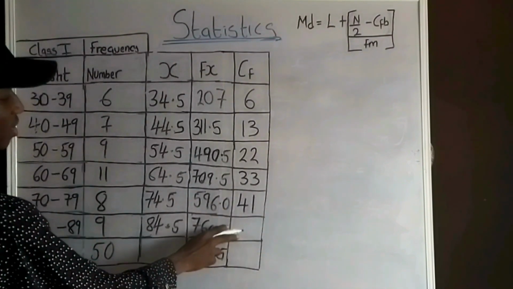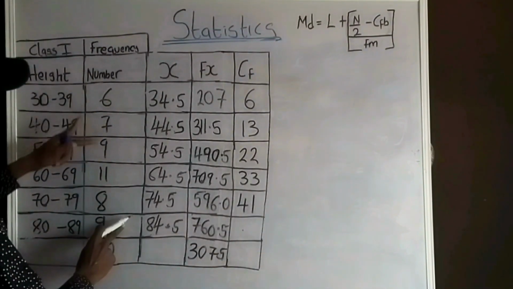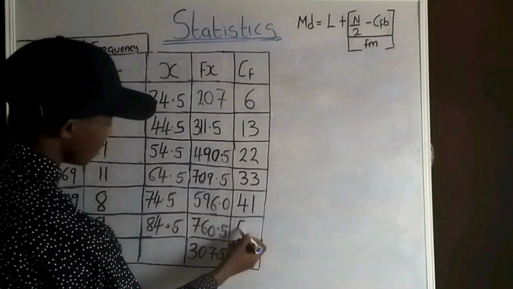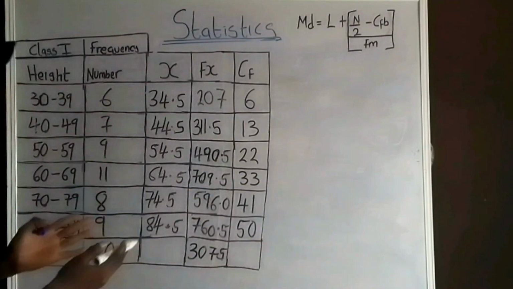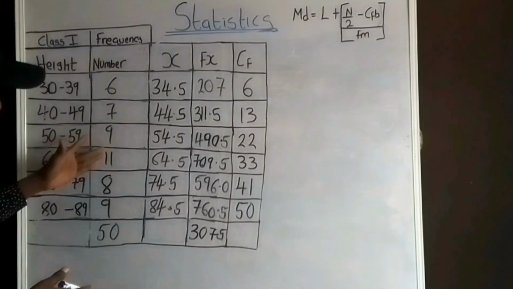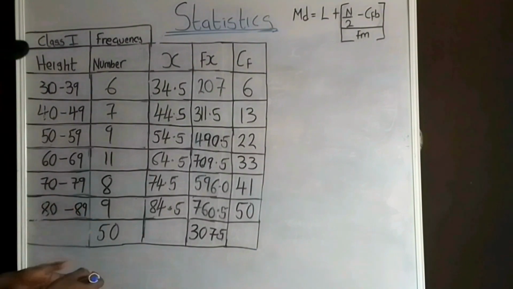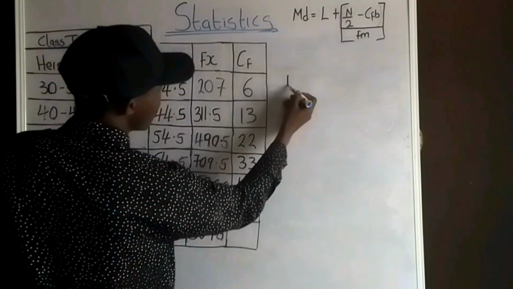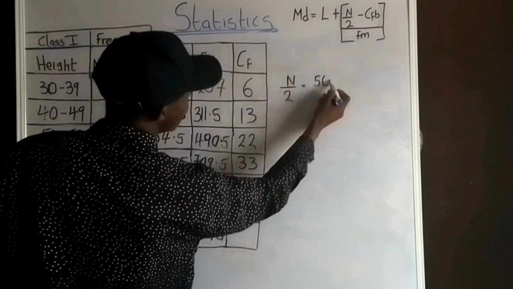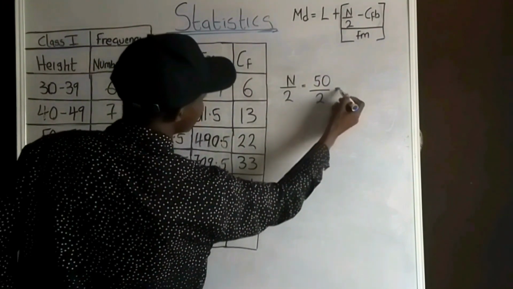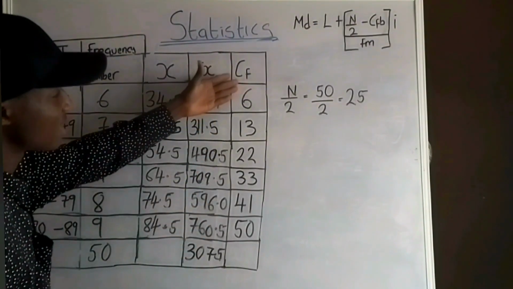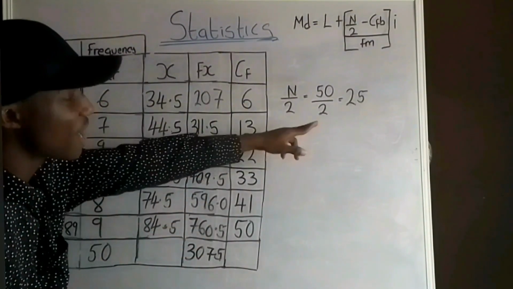And the cumulative frequency of this cell will be 6 plus 7 plus 9 plus 11 plus 8 plus 9. That is 50. So I have gotten the cumulative frequency. The next step is to divide the total number of plants, which is the total frequency, by 2. Therefore, n over 2 is equal to, don't forget, n is equal to 50. So I'm going to have 50 over 2. That is 25.